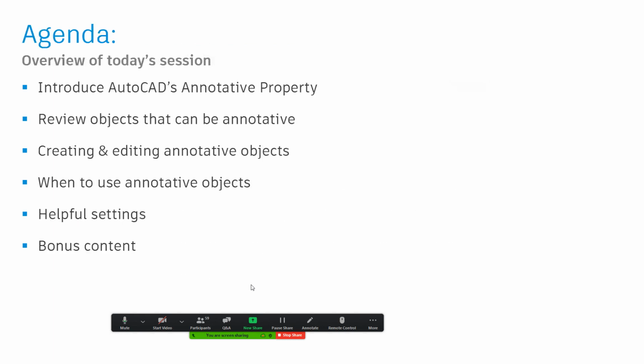Our agenda for today: we are going to introduce AutoCAD's annotative property in the event you haven't had a chance to explore that feature before. We'll get into that from an introductory level. We'll talk about the various objects that can be annotative. We'll look at how we can create and edit annotative objects. We'll also talk about when it may be a good idea to use an annotative object as opposed to a traditional Civil 3D label. Since we're talking about the annotative property, we'll look at some settings that control it, and then I've got bonus content on there. If we get to everything that I wanted to talk about today, there's always things to talk about. In the event we don't get to it, we can just push that forward to another session.